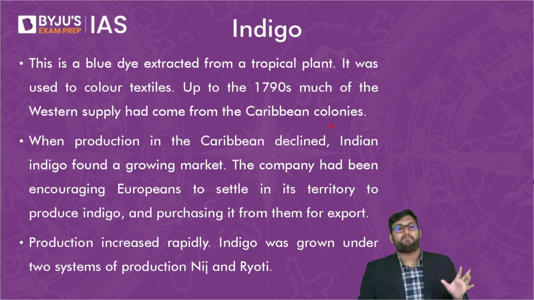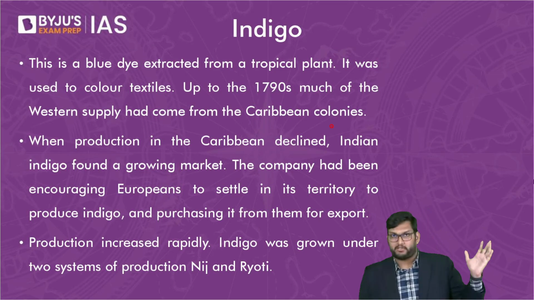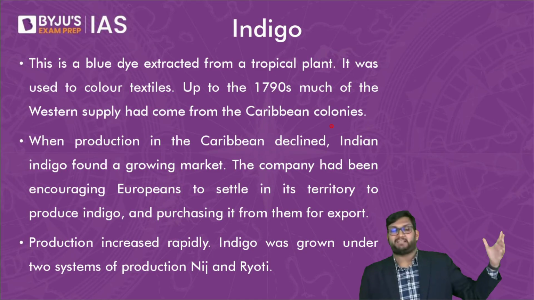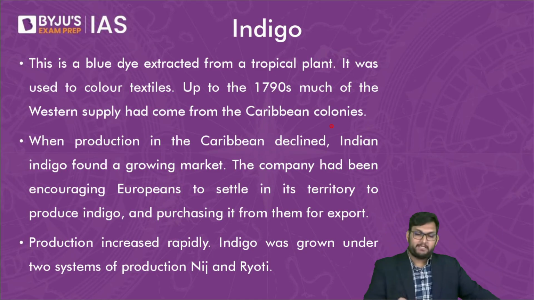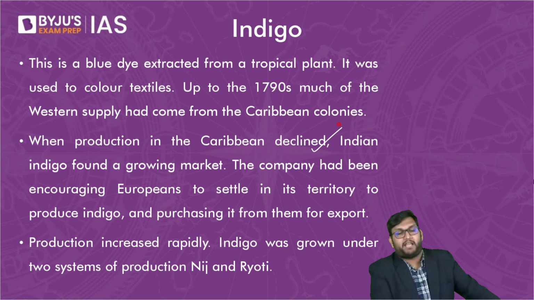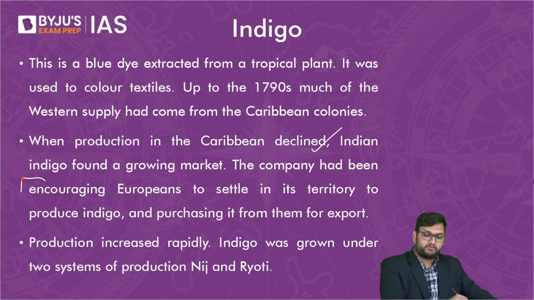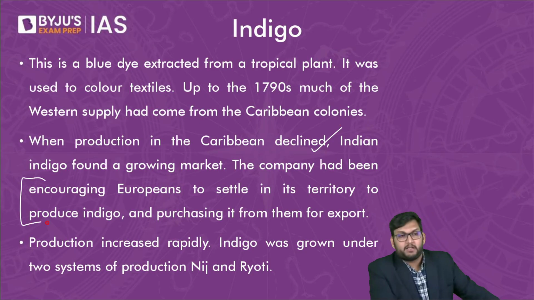Up to the 1790s, much of the Western supply was from the Caribbean colonies. Basically, it was coming from Barbados and the Caribbean sector itself. But when it started to decline in the Caribbean sector, the indigo market in India went up. The company encouraged Europeans to settle in their territory to introduce indigo and produce it for export.